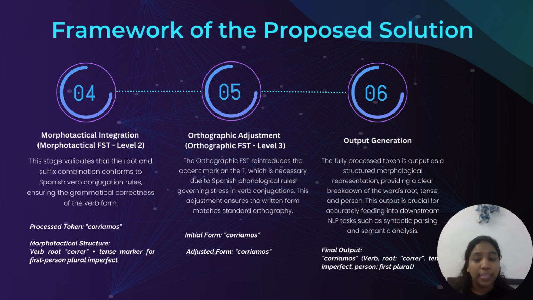And lastly, step 6, output generation. The fully processed token is output as a structured morphological representation, providing a clear breakdown of the word's root, tense, and person. This output is crucial for NLP tasks such as syntactic parsing and semantic analysis, as you can see in the example and the final output given here.